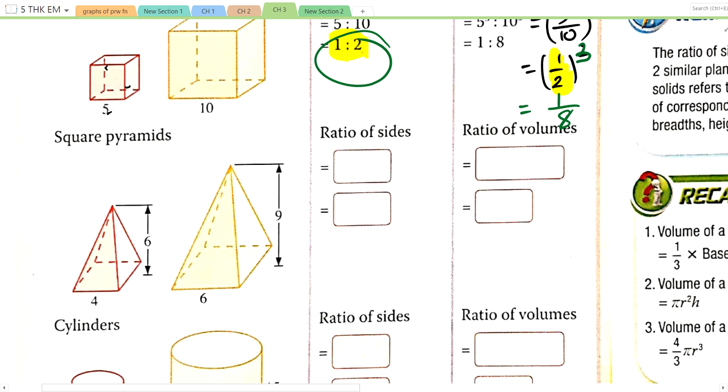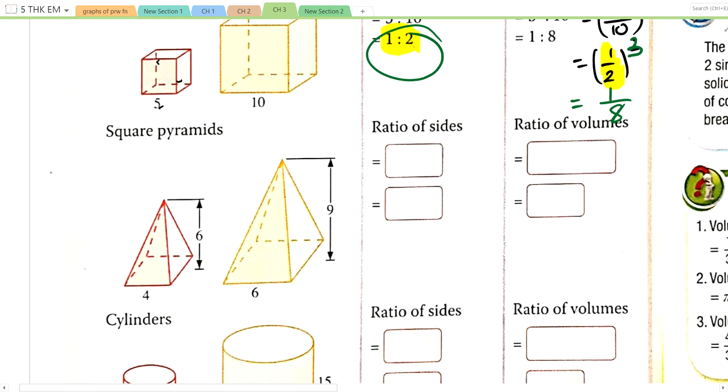What is the volume of a pyramid? What is the formula? 1/3 what? Base area times the height. Now this height in this case will be the perpendicular height. Here I've got a side of 4 and a side of 6. Ratio of sides, it will give us 4 over 6, which is 2 over 3, right? That is if I compare the base. What if I choose to compare the height? You get 6 over 9, which is still 2 over 3. It is not a surprise, because they are similar solids.